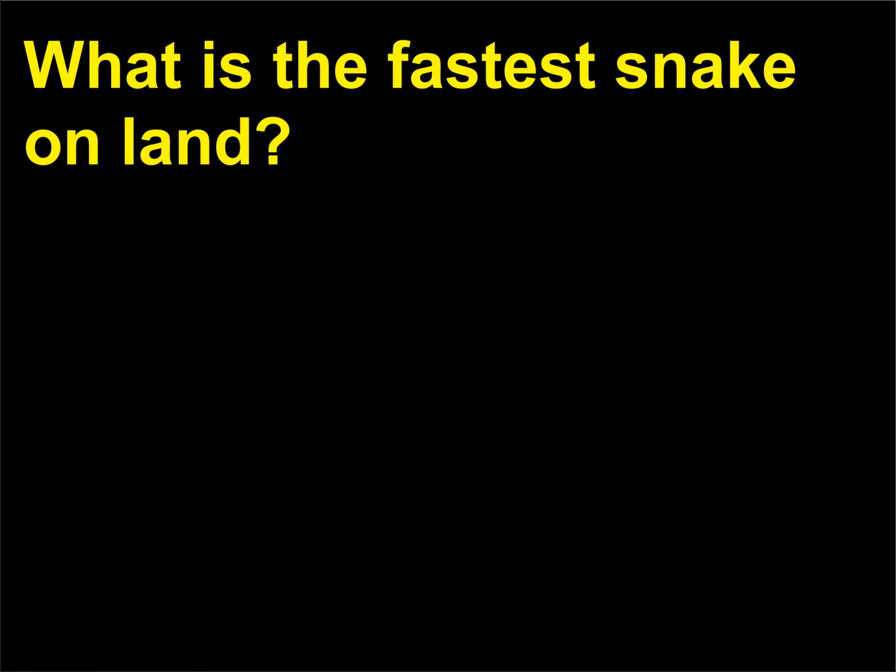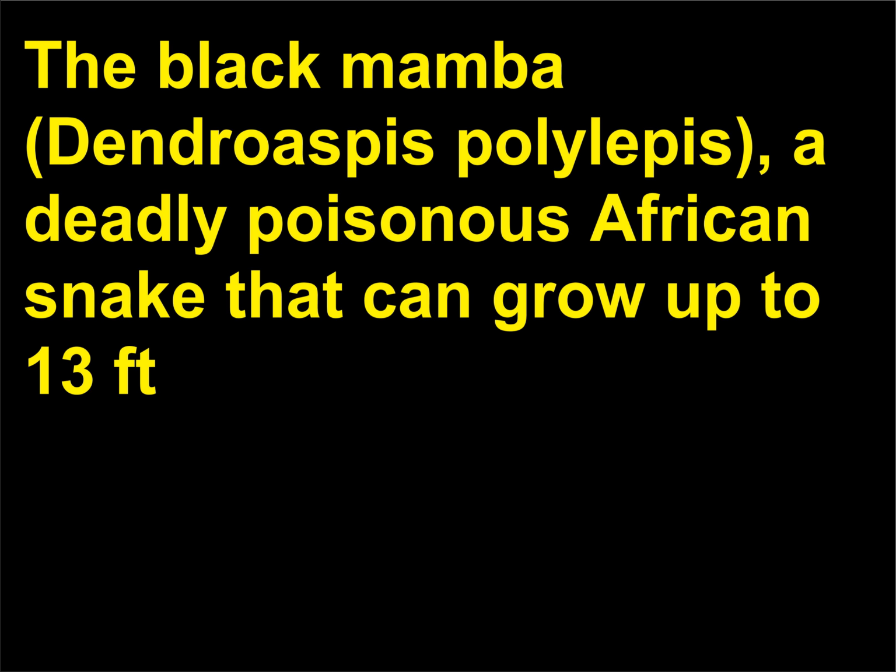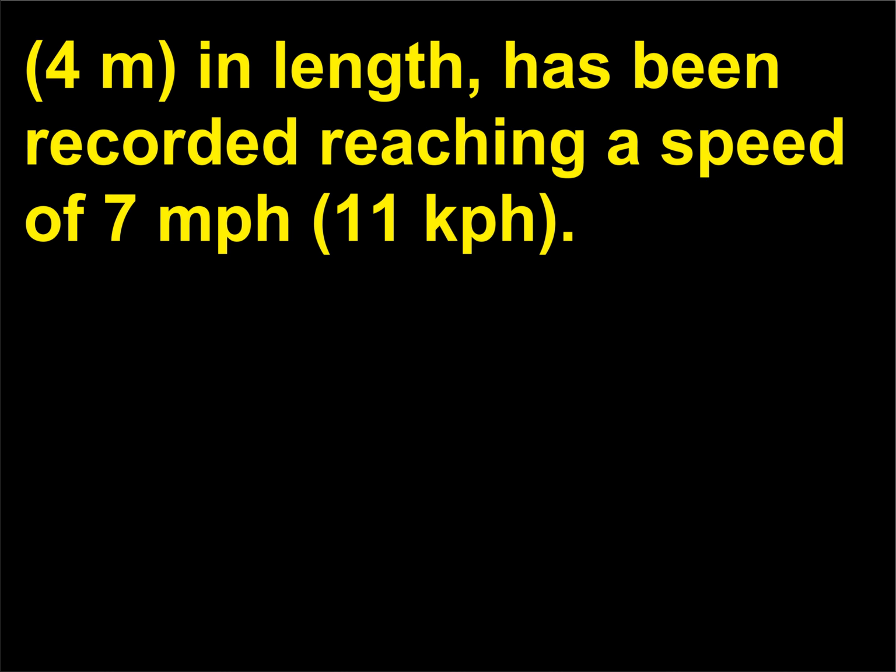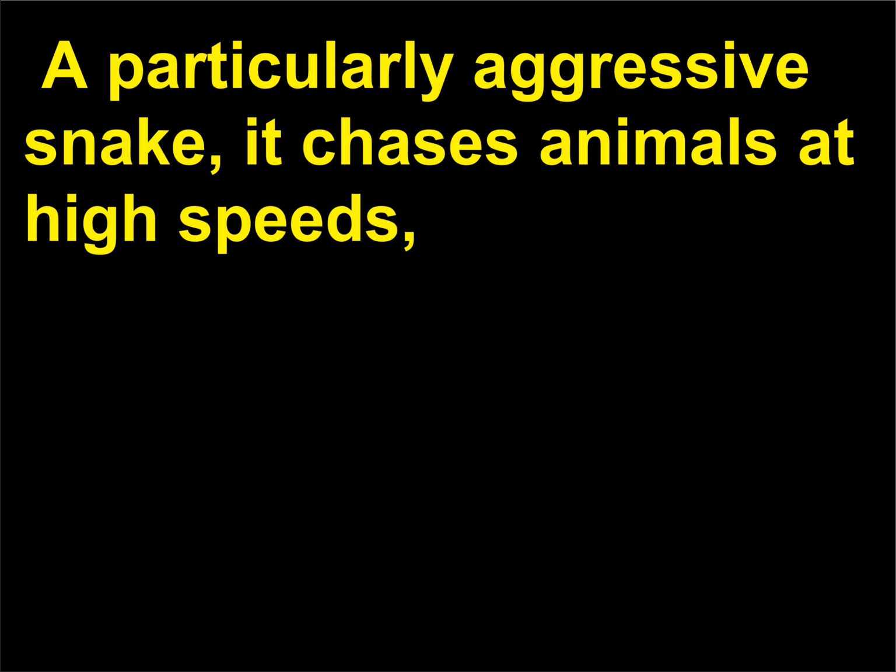What is the fastest snake on land? The black mamba, Dendroaspis polylepis, a deadly poisonous African snake that can grow up to 13 feet (4 m) in length, has been recorded reaching a speed of 7 miles per hour (11 kilometers per hour). A particularly aggressive snake, it chases animals at high speeds, holding the front of its body above the ground.